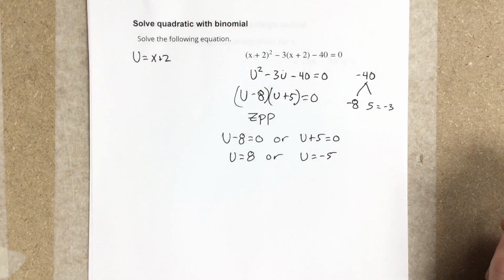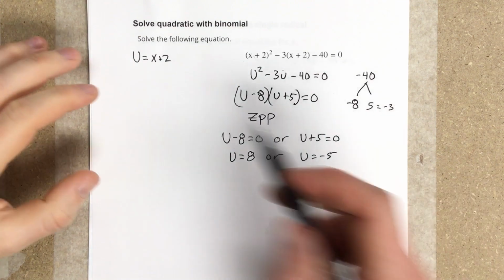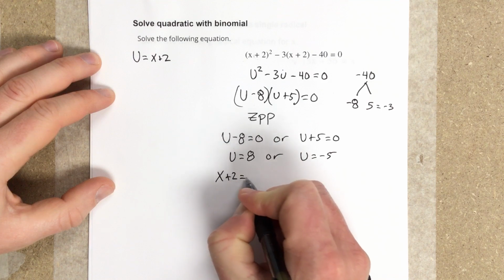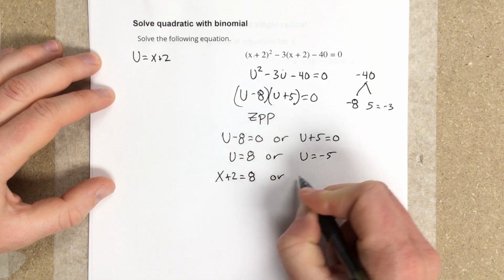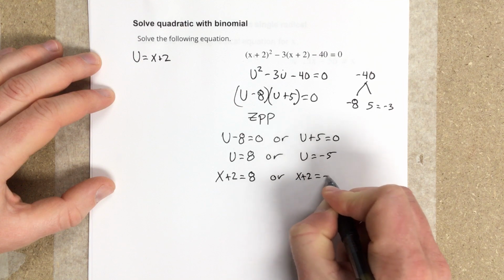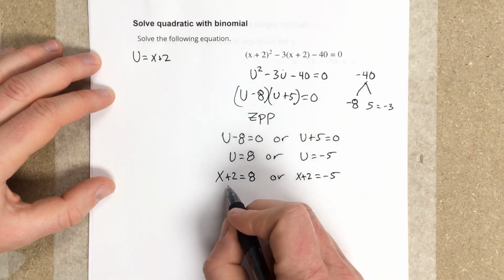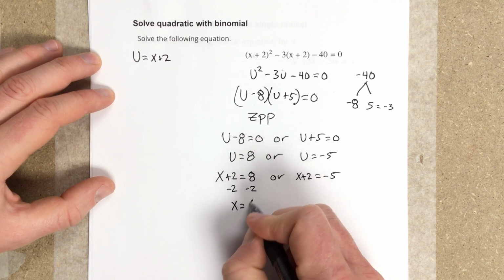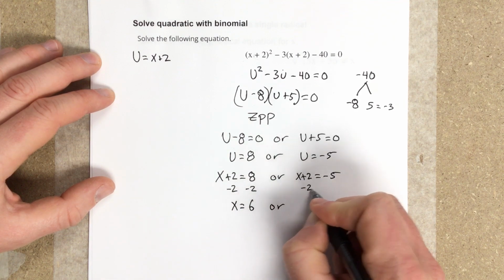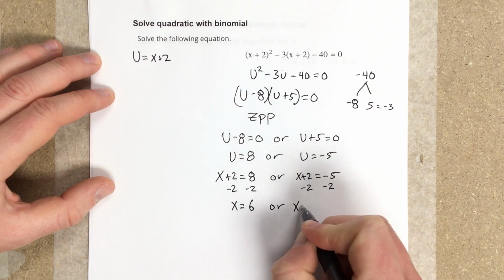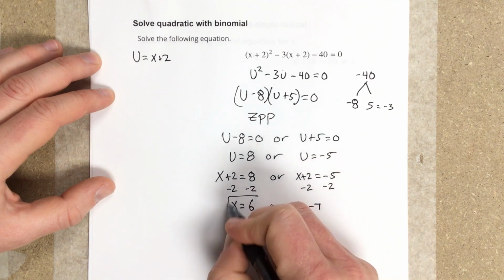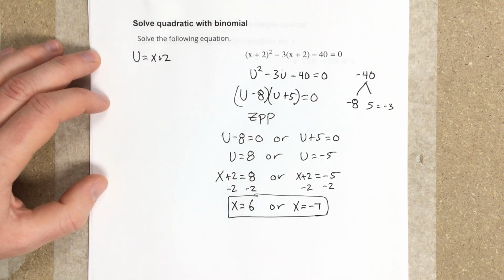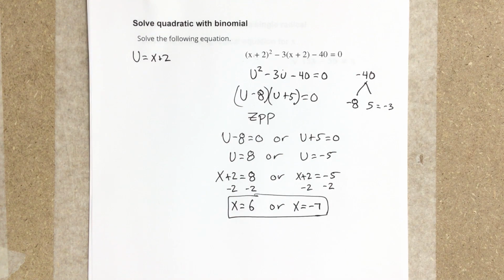So we found out what u is, but we need to figure out what x is, so we're going to resubstitute the x plus 2 for u, so we get x plus 2 is equal to 8, or x plus 2 is equal to negative 5. Subtract the 2 on each side, get x is equal to 6, or subtract the 2 on each side, x is equal to negative 7. And that's how you solve quadratics with binomials.